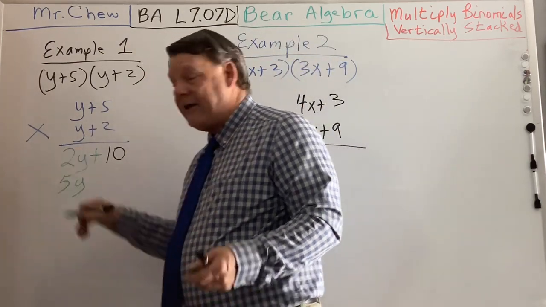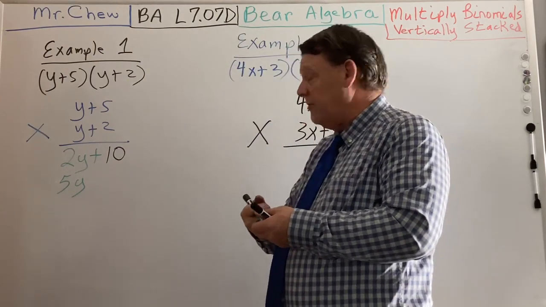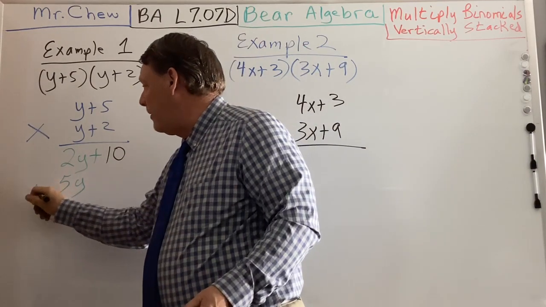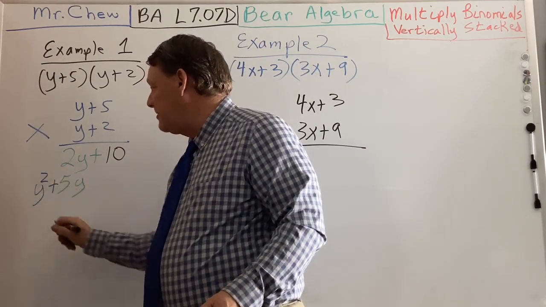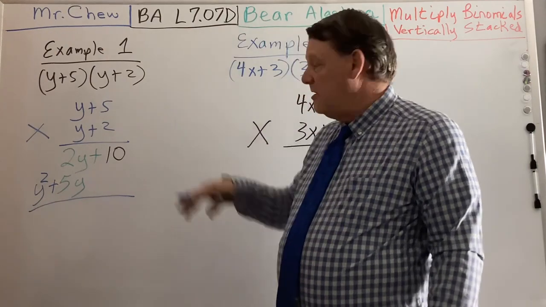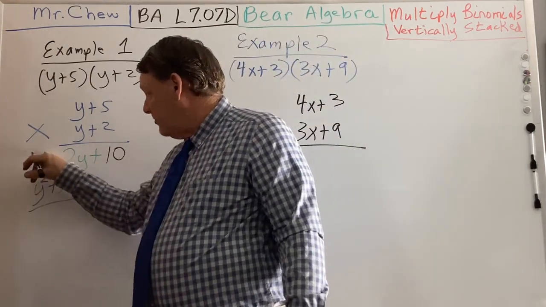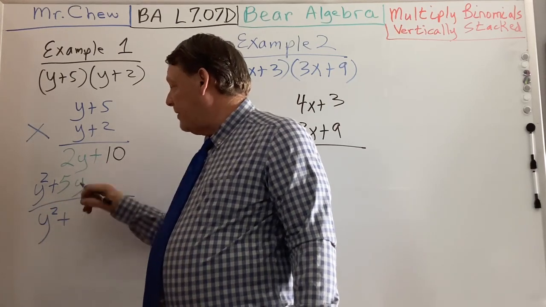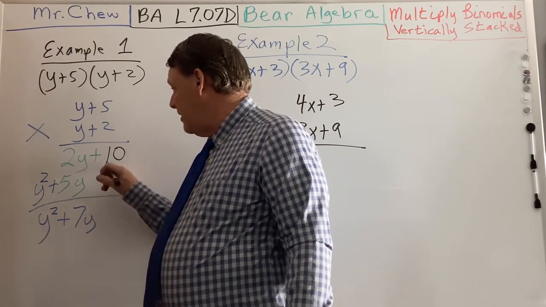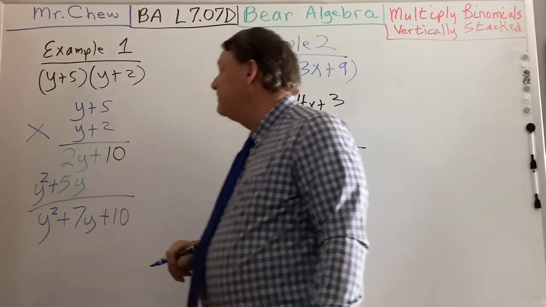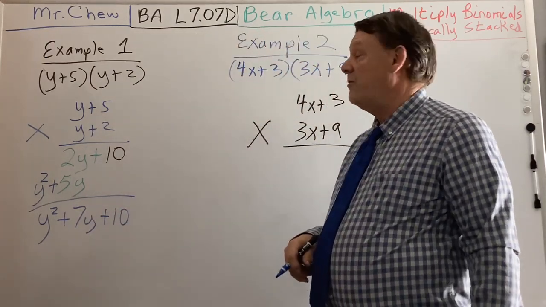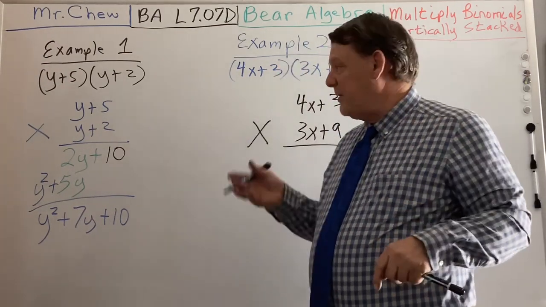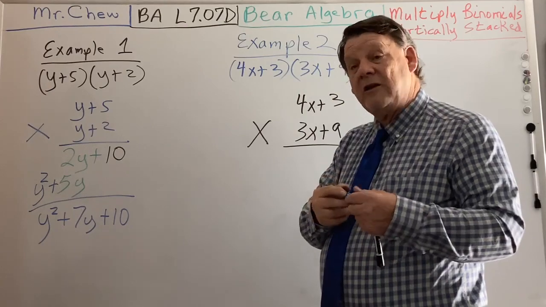And you notice those are like terms. I line them up right underneath each other. And then y times y is y squared. And since it's positive, I put a plus sign there. Now you add down. There's nothing up here, so I just have my y squared. 2y plus 5y is 7y. And then I just bring down the plus 10. Now remember, I showed you how to do this using the distributive property, and you could use that method to check it if you wanted to.